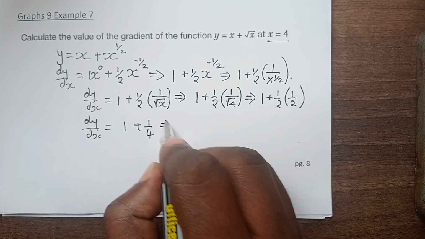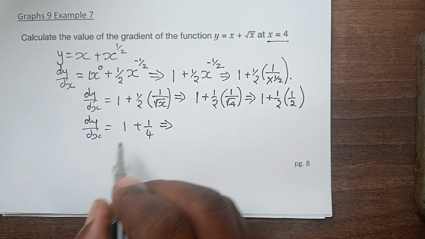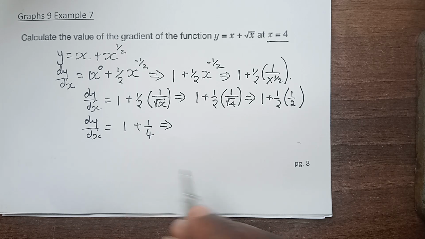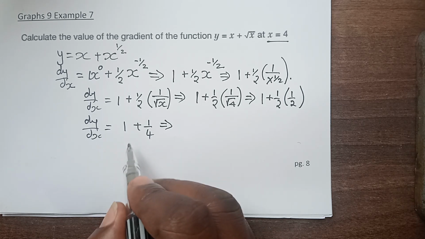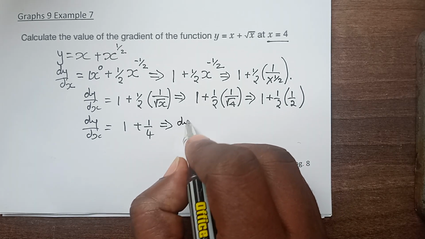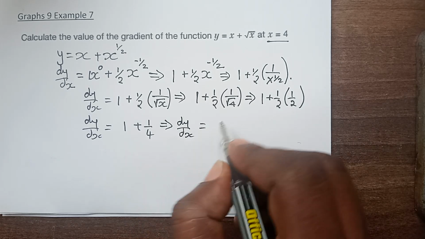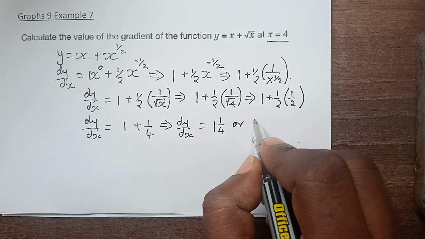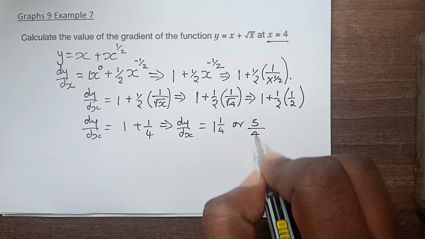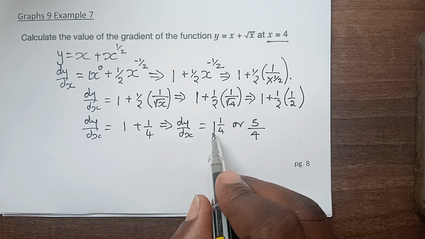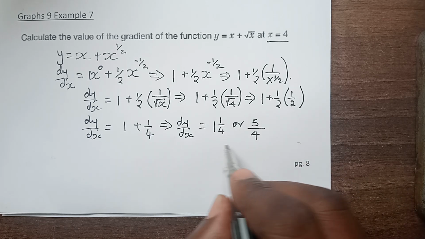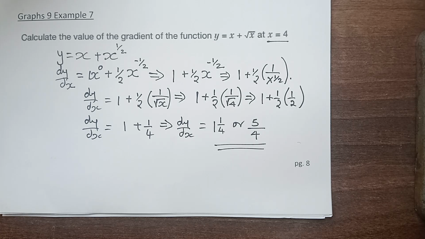And therefore, because this is just adding up the fractions, 1 plus a quarter, we have dy dx, which is the gradient, 1 and a quarter, or 5 over 4, because 4 times 1 is 4, plus 1, 5 over 4, and that is it. That is the gradient of that function when x is equals to 4.